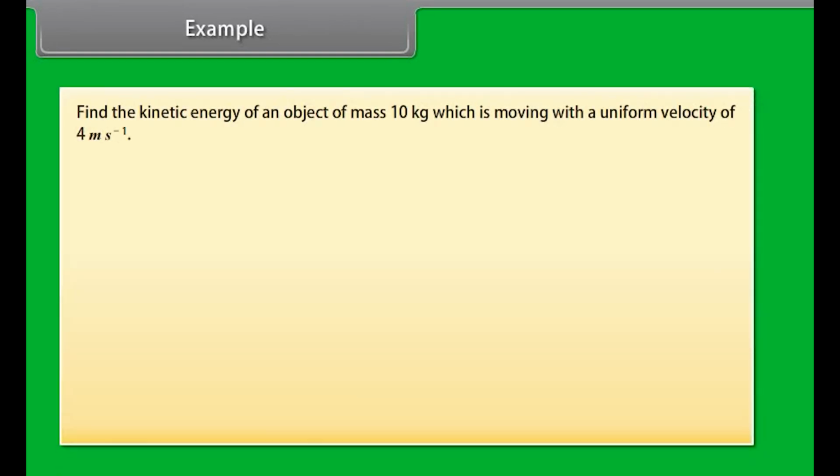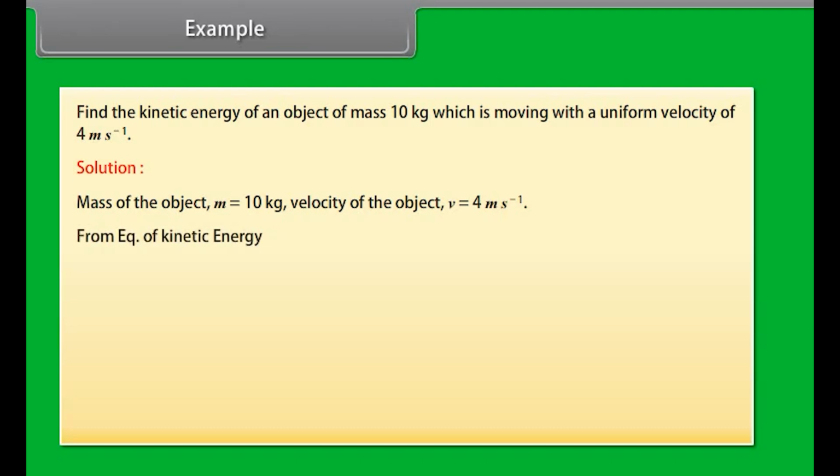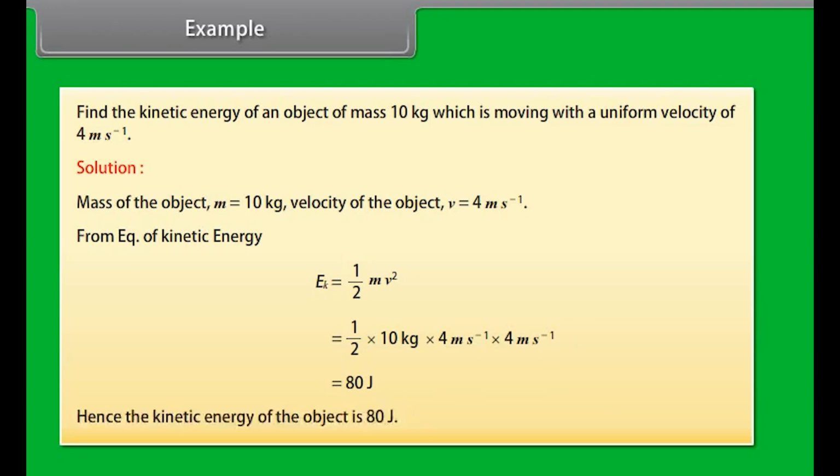Example. Let's now find the kinetic energy of an object of mass 10 kg which is moving with a uniform velocity of 4 meter per second. Solution. Here mass of the object m is equal to 10 kilogram, velocity of the object v is equal to 4 meter per second. From equation of kinetic energy we get 1 upon 2 into 10 kilogram into 4 meter per second into 4 meter per second, which is equal to 80 joules. Hence, the kinetic energy of the object is 80 joules.